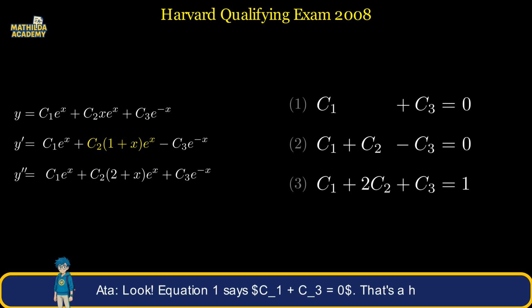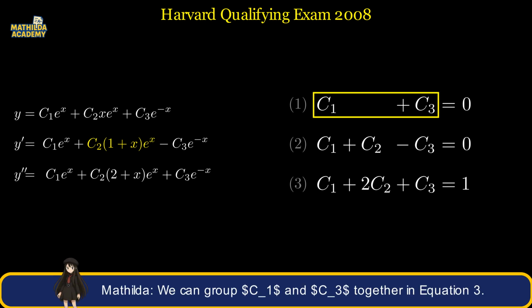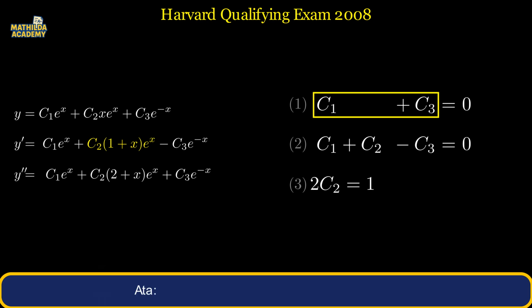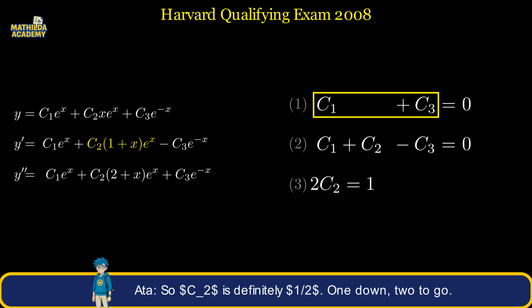Look, equation 1 says C1 plus C3 equals 0. That's a huge shortcut. We can group C1 and C3 together in equation 3. Substitute 0, and equation 3 simplifies to 2C2 equals 1. So C2 is definitely 1/2. 1 down, 2 to go.